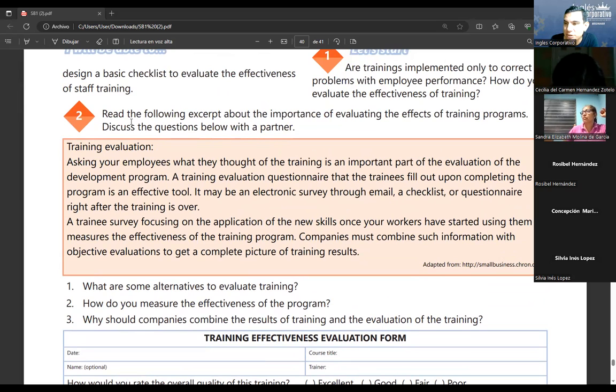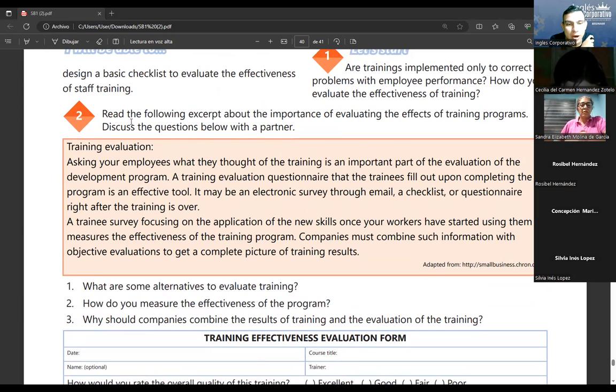It says, I'm sorry, I was mute. It says, read the following excerpt about the importance of evaluating the effects of training programs. Discuss the question below with a partner. Okay, it says the training evaluation. La evaluación de la capacitación podría ser, like equivalencia.